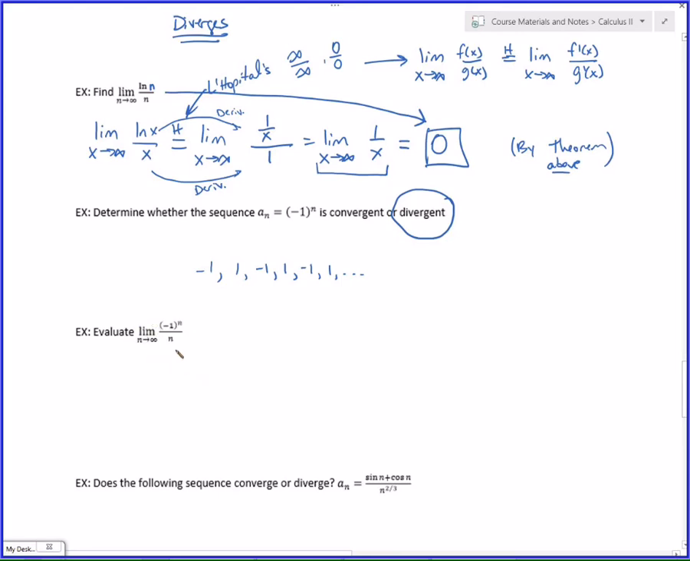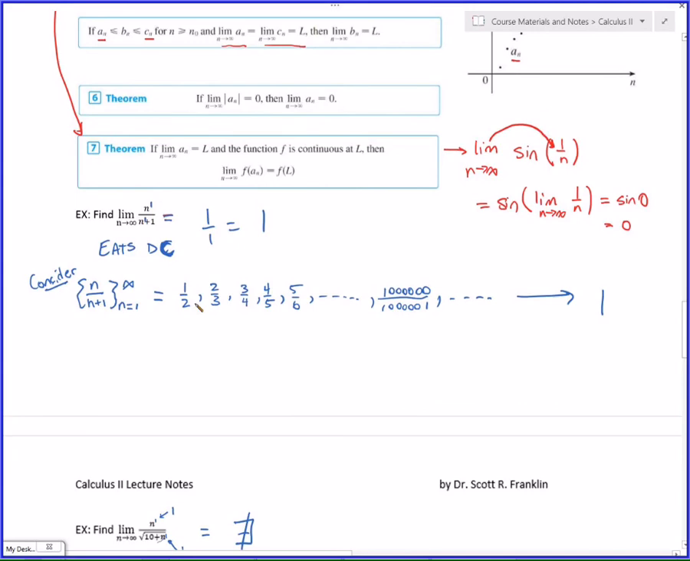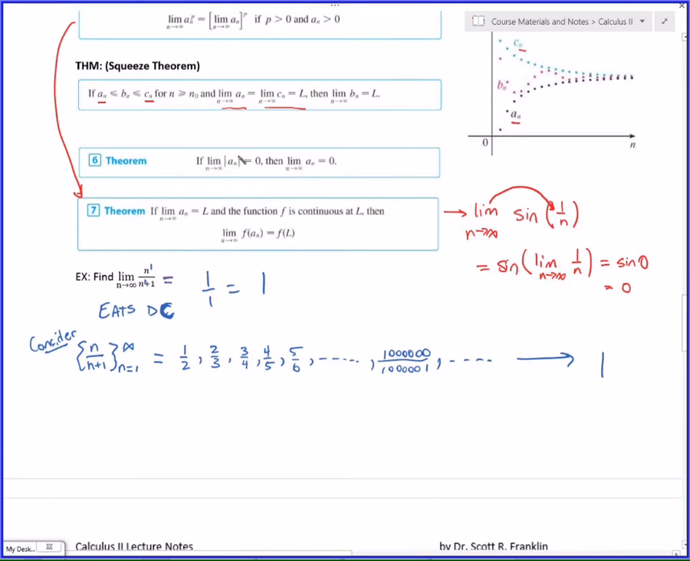All right, let's look at this guy. Whenever you see a negative 1 to the nth in your problem and you're asking about convergence and divergence, it's a clue that you should look at the absolute value of that sequence and see what it does. Go back to this theorem that I told you right here. It said that if you have the limit of the absolute value goes to 0, then the limit of the original sequence goes to 0.